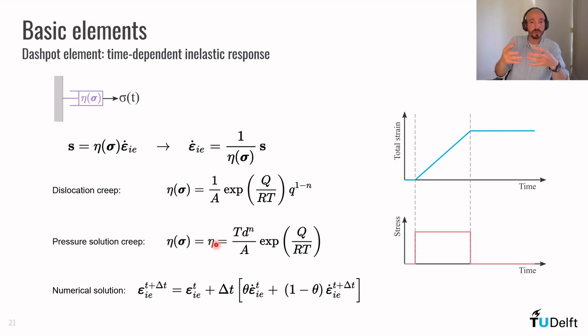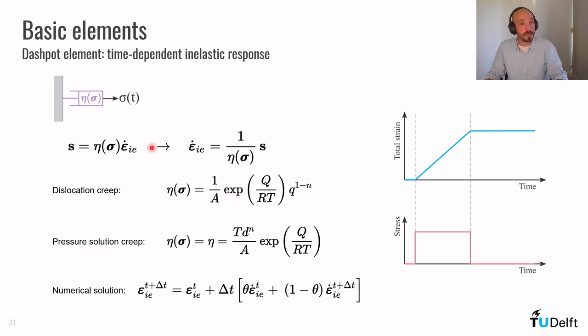There will be less pressure solution because you have less surface available for pressure solution to occur. When you have very small grains, you have more surface available for pressure solution to occur, and that is why you have smaller viscosity in this dashpot, which means that for the same stress, it deforms faster. Okay, this exponential of Q over RT is the Arrhenius law. If you want to look it up, it is called the Arrhenius law.